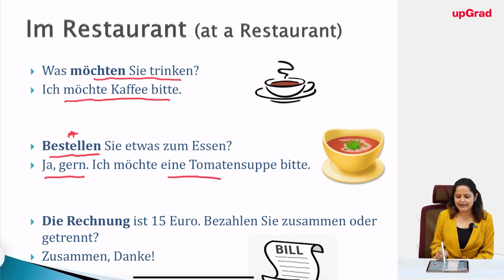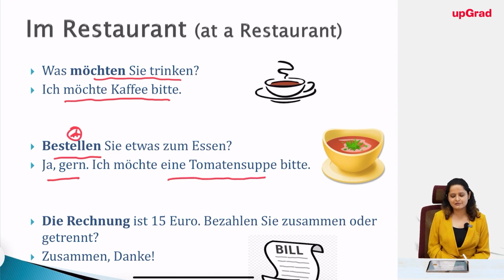Ich möchte eine Tomatensuppe bitte. So for example, if you would like to order a tomato soup, you can respond saying ich möchte eine Tomatensuppe bitte, which means I would like to order a tomato soup.